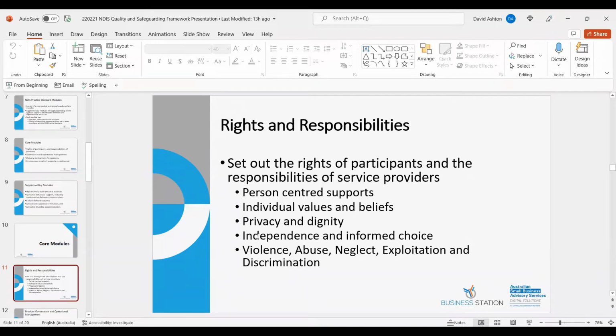Not everyone's going to be Anglo-Saxon, so you need to speak and engage with their particular culture and understand that and respect their culture, diversity, values and beliefs, and also create the environment in which they can practice their culture, values and beliefs as well. So privacy and dignity goes without saying. You need to respect their privacy and their right to dignity as well.